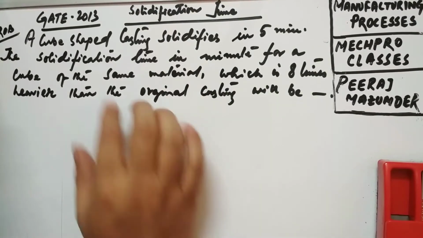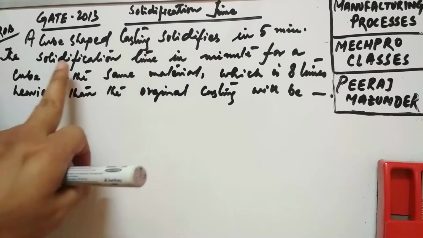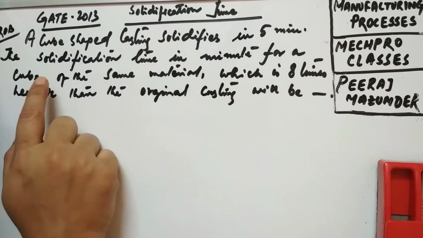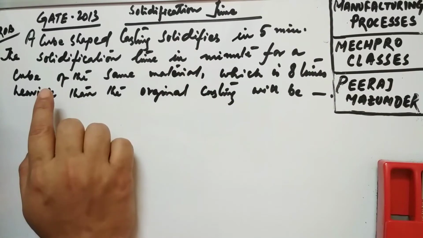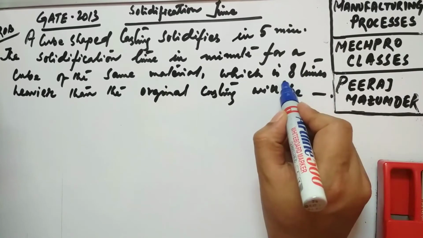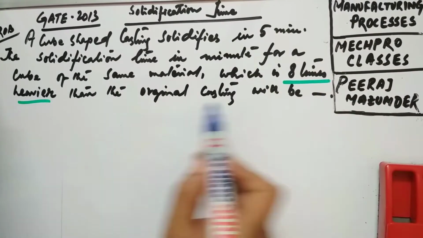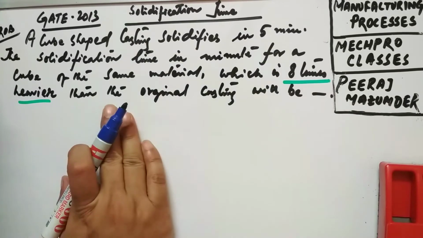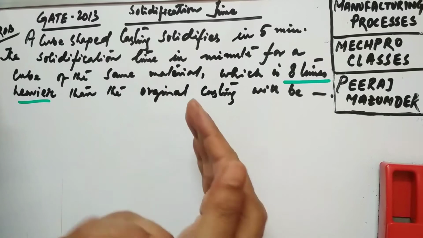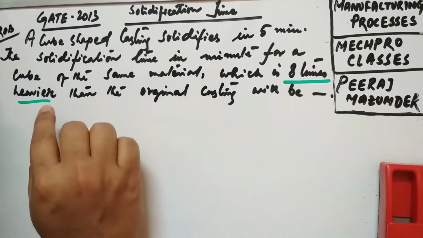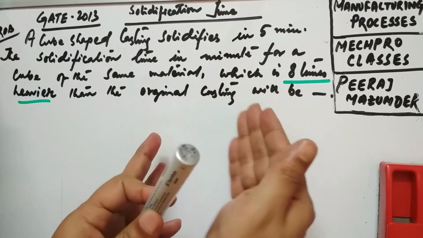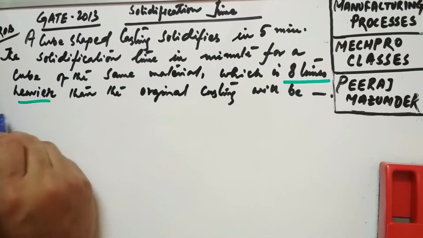Now here is a problem from GATE 2013. It says a cube shaped casting solidifies in 5 minutes. The solidification time in minutes for a cube of the same material, which is 8 times, you have to take a note, 8 times heavier than the original casting, will be. So we have to find the solidification time of the same cube shape casting, but which is 8 times heavier. Okay, so the time taken by that particular heavier material to solidify, we have to find that much.